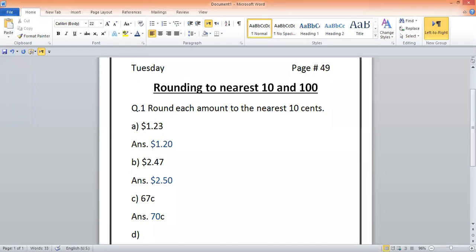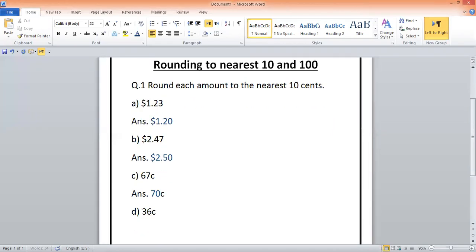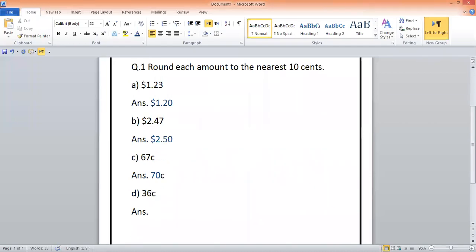I'm going to write D, E, and F, then I will ask you. D is 36 cents. You have to write the answer. And this is E. E is 97 cents.